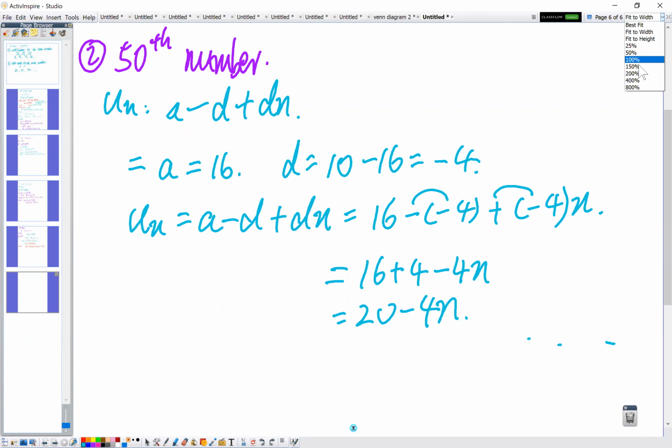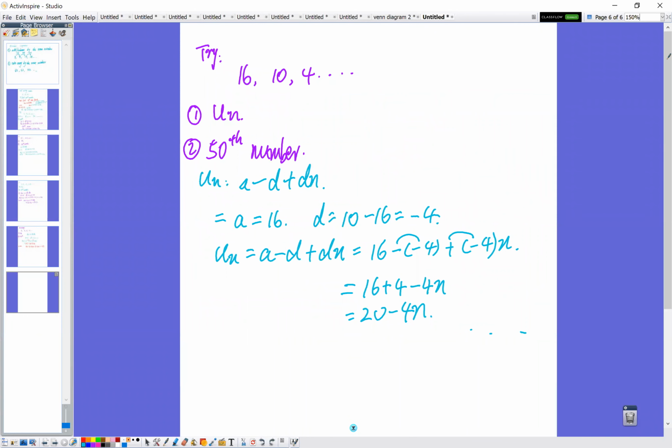We need to verify the answer first. Every single time you get a number, you think about it, because this is one of the answers I got from the message board. So now let's verify whether this answer is correct or not. If n equals 1, the first number u1 should be 20 take away 4 times 1, which becomes 16. So it matches up. However, if you try n equals 2, the second one will be 20 take away 4 times 2, so it becomes 12. It does not match up, which means this answer is wrong.